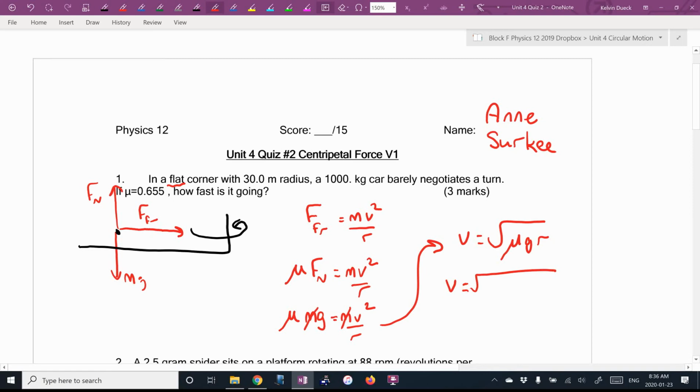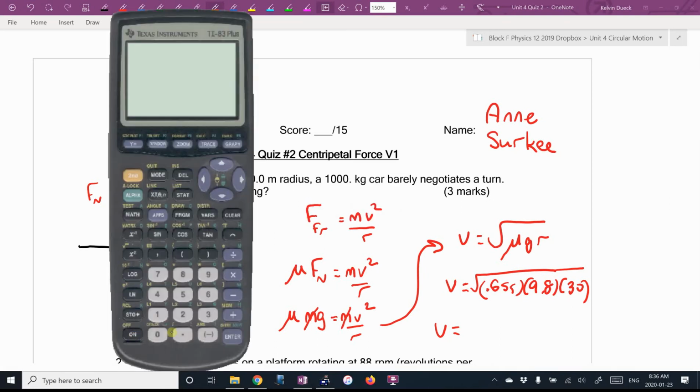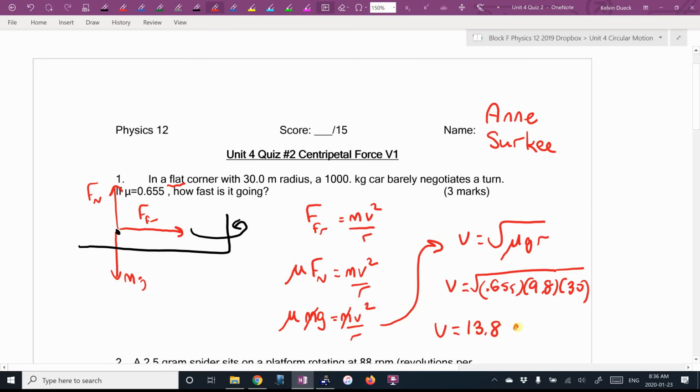And so I'm going to get 0.655 times Earth's gravity times 30. No idea what the answer is. 0.655 times 9.8 times 30, square root of that. You get 13.8, is that correct? Meters per second. If you got that correct, 3 out of 3.